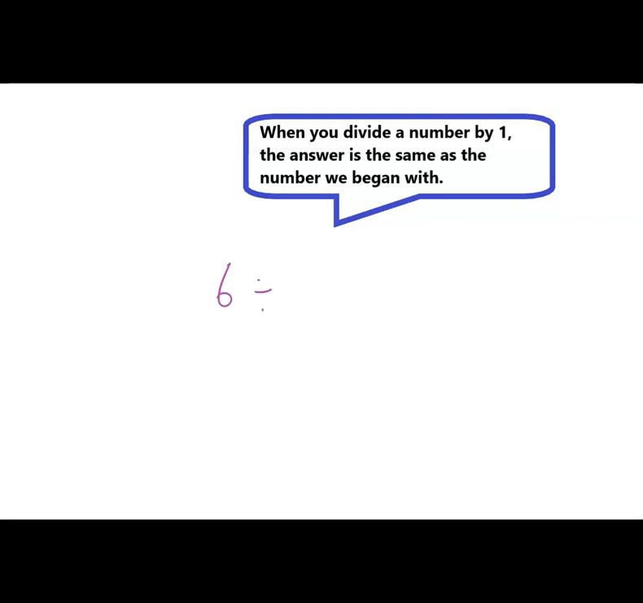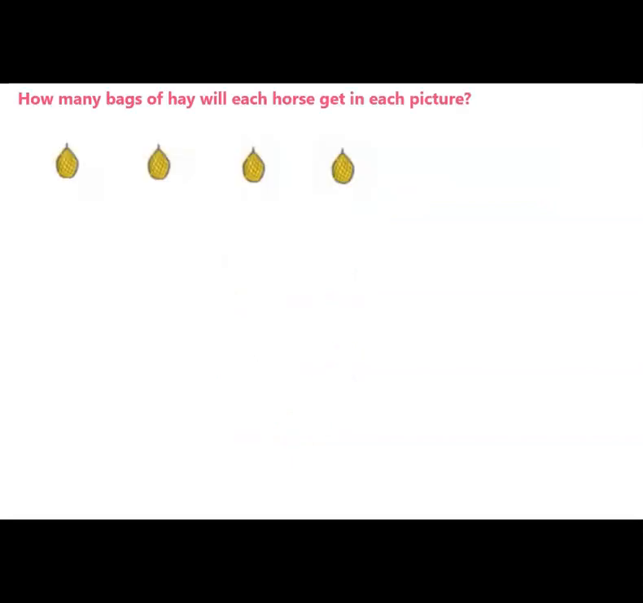6 shared into one group leaves you with 6. The answer and the original number stay the same. That generalization is true for every time we divide a number by 1. Here we have 4 bags of hay. The bags of hay are shared between 4 horses.